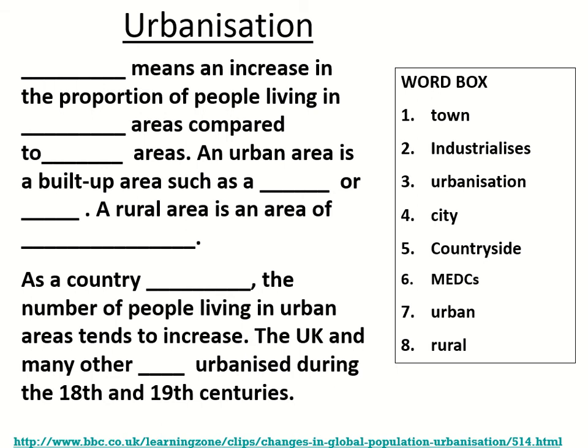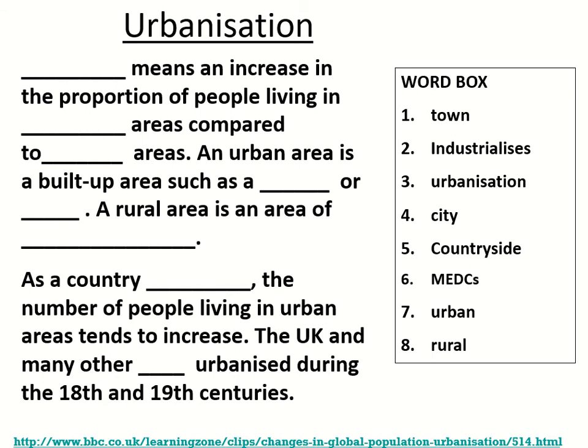Okay, so hopefully you've started this. Urbanisation is the first word, means an increase in the proportion of people living in urban areas compared to rural areas. That means like the countryside. An urban area is a built-up area such as a town or city. A rural area is an area of countryside. There we go, we got that one.